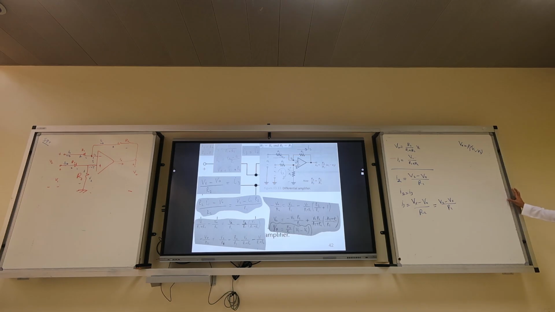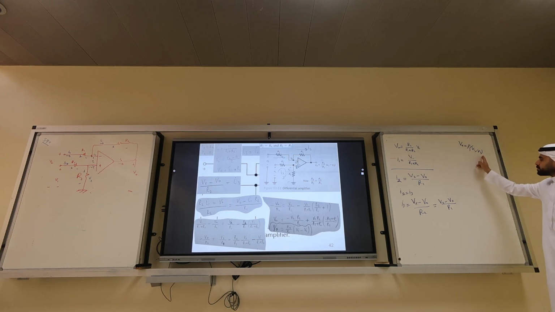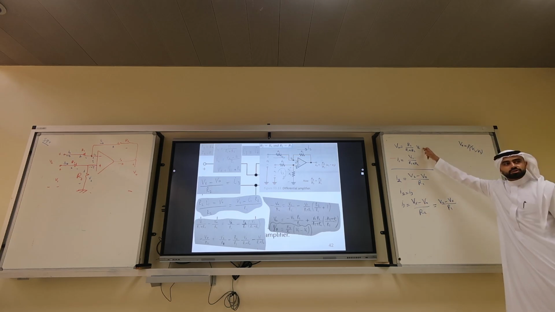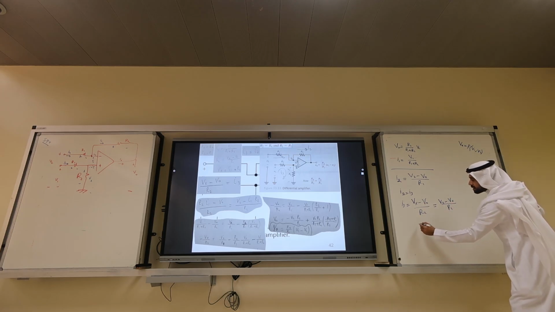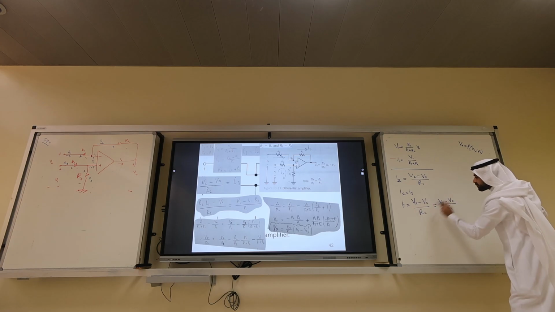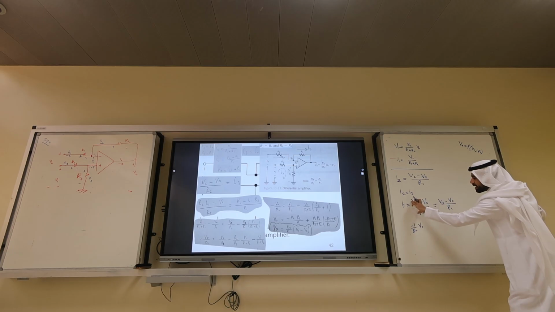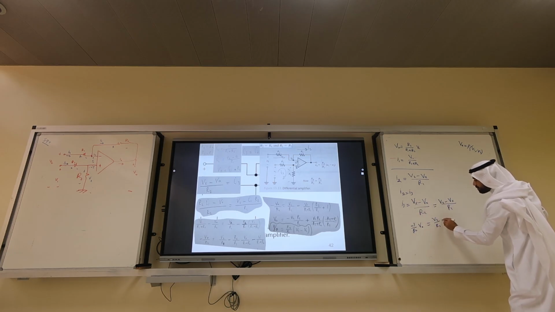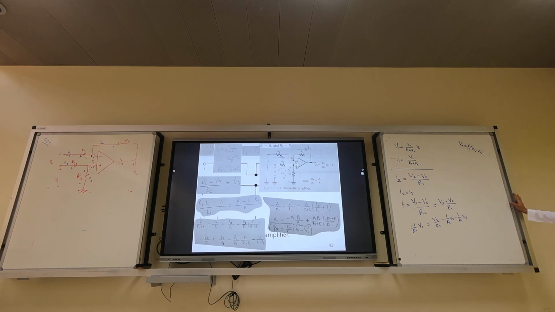I want to write V output on the left, V1 and V2 on the right, and I know Vx is a function of V1. So let's separate them. Can I do V output here? So minus 1 times V output, and I remove Vx here, equals V2 over R1 minus 1 over R2 Vx minus 1 over R1 Vx. Can I do that? Yes. Okay.